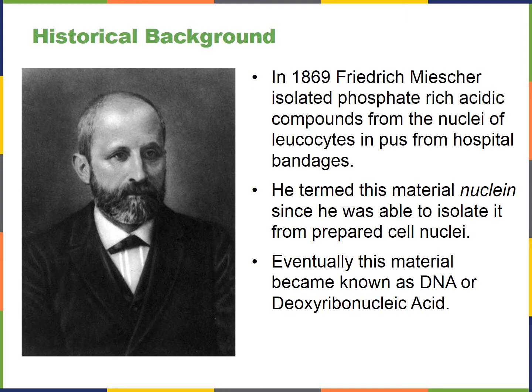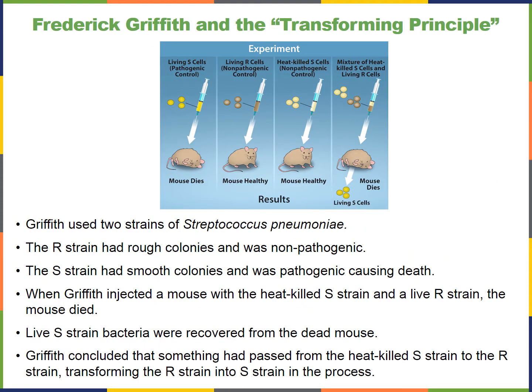In the 1860s, a physician named Frederick Miescher isolated phosphate-rich chemicals from white blood cells, commonly known as leukocytes. And he named these chemicals, which would eventually be known as DNA, nuclein, because they were isolated from the nuclei of cells. Later on in 1928, a British scientist named Frederick Griffith reported the first demonstration of bacterial transformation.